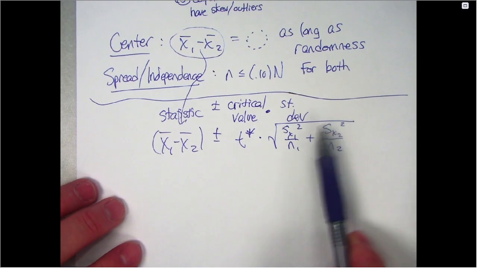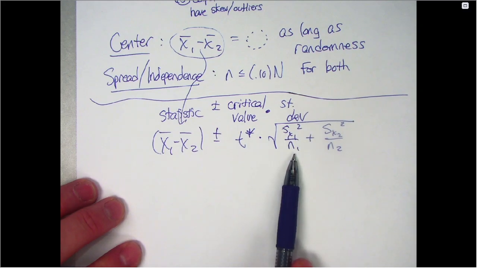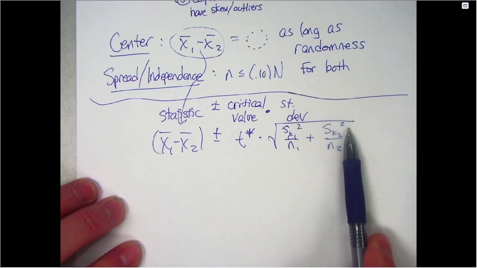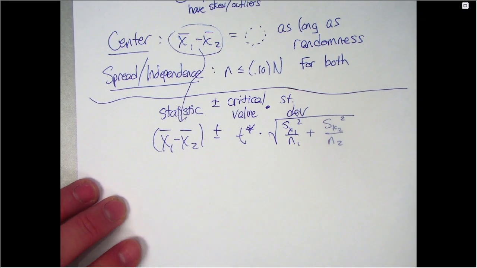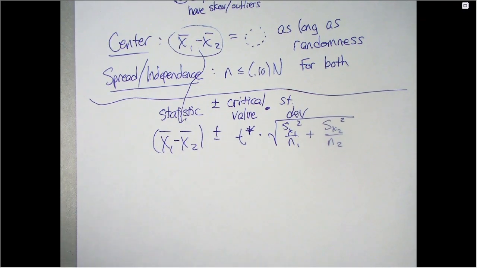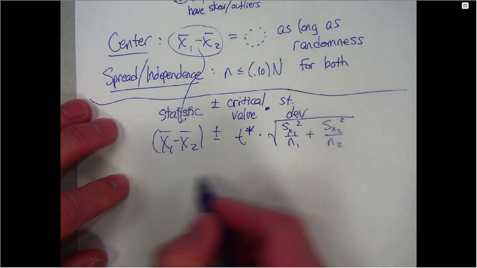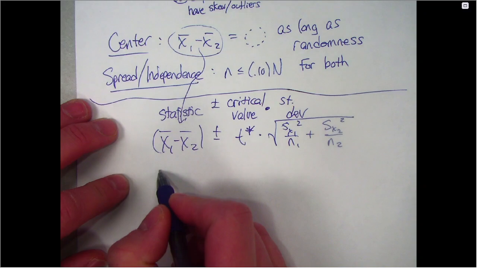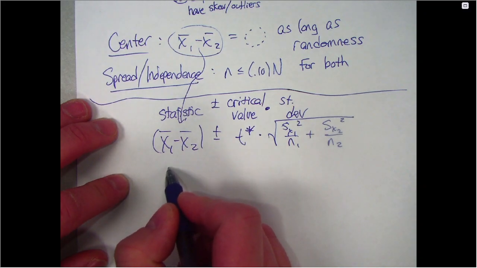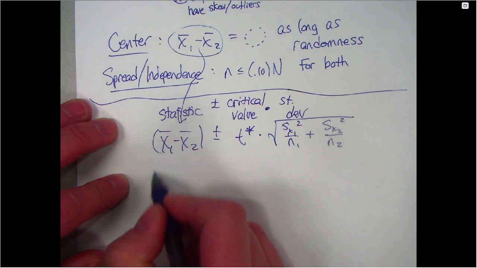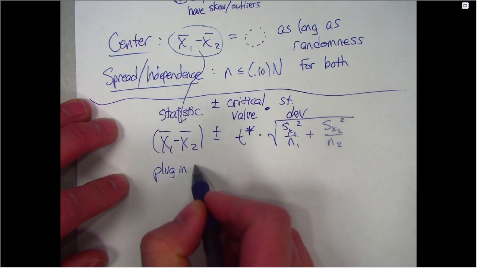And then there's the standard deviation. So there's the standard deviation of the first thing squared divided by the sample size, plus the standard deviation of the second thing squared divided by the sample size. And then we're going to plug in the numbers.